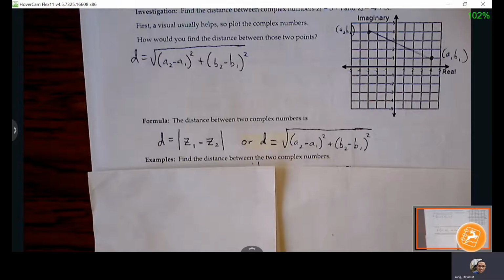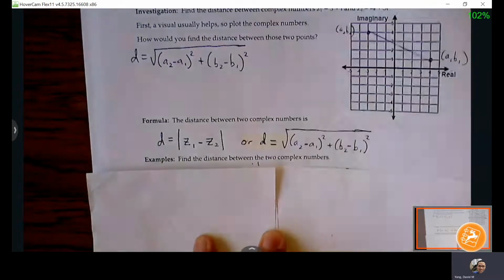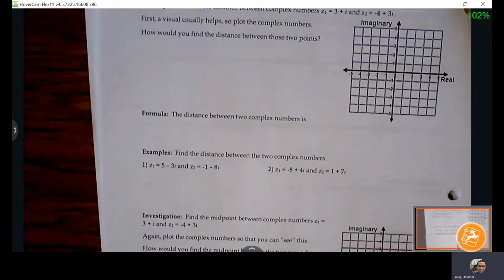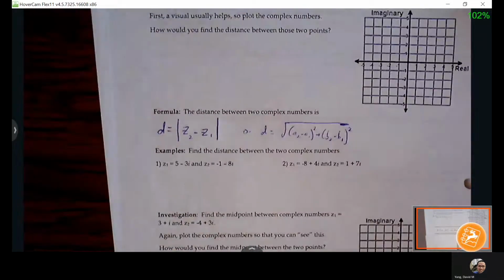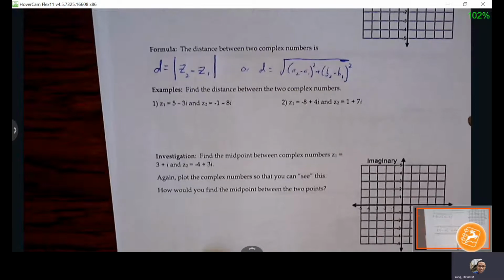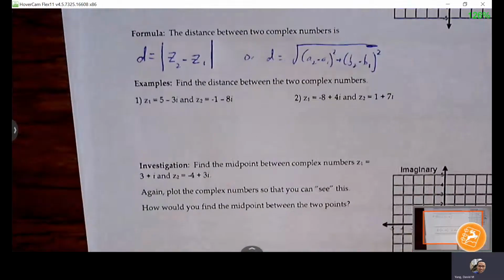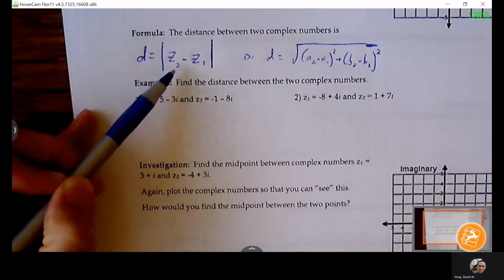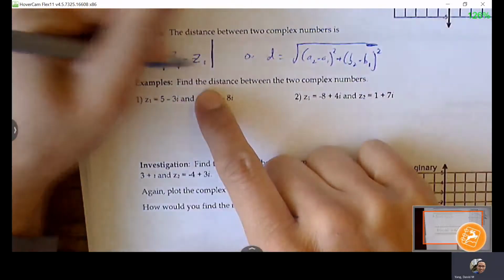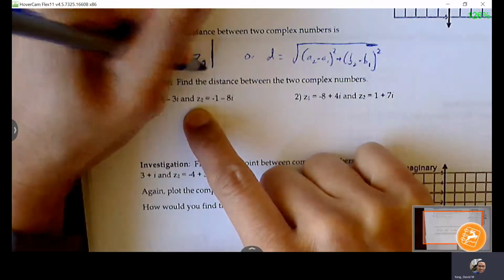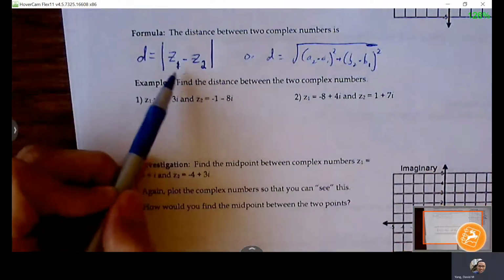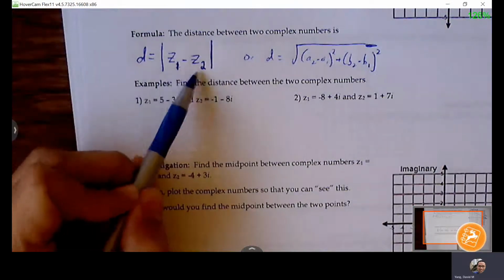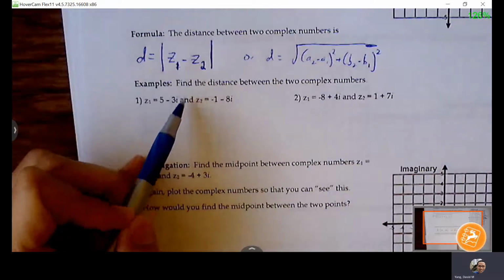I'm going to have us split this into individual parts. Everybody good so far? Here's the example we're going to do. We're going to be subtracting, sorry, I had z sub 1 minus z sub 2. Actually, it's really not going to matter, but let's just be consistent here, z sub 1 minus z sub 2. Find the distance between the two complex numbers.